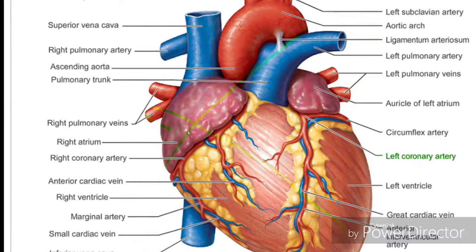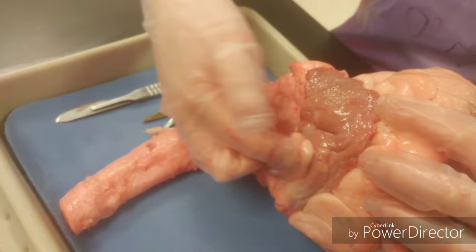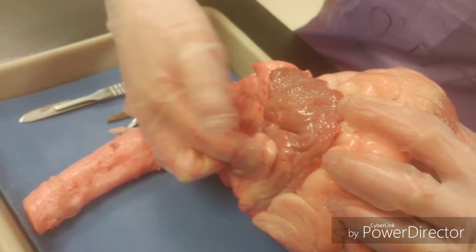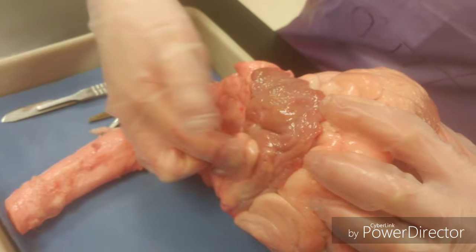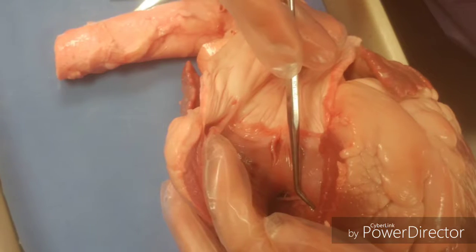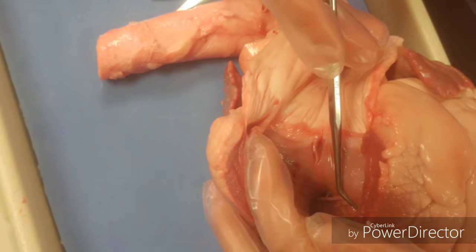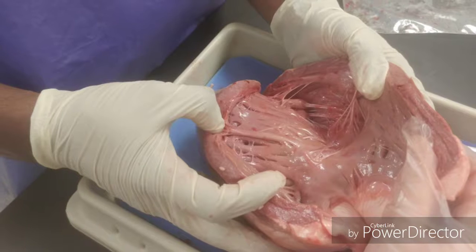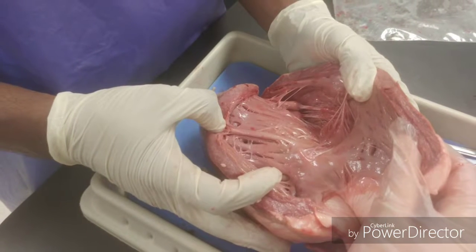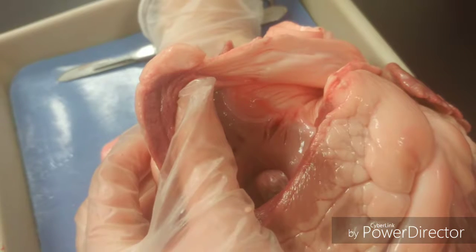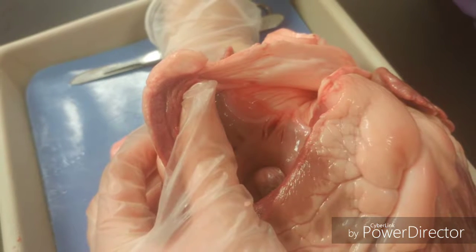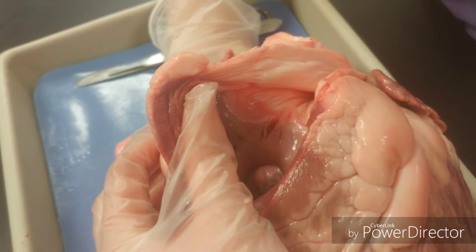So after blood is coming back from the body, it's deoxygenated and it enters through the inferior and superior vena cava into the right atrium, which is shown below. After blood enters the right atrium, it goes through the tricuspid valve into the right ventricle. And from the right ventricle, it goes into the pulmonary valve, which is shown there, into the pulmonary artery, which goes to the lungs.